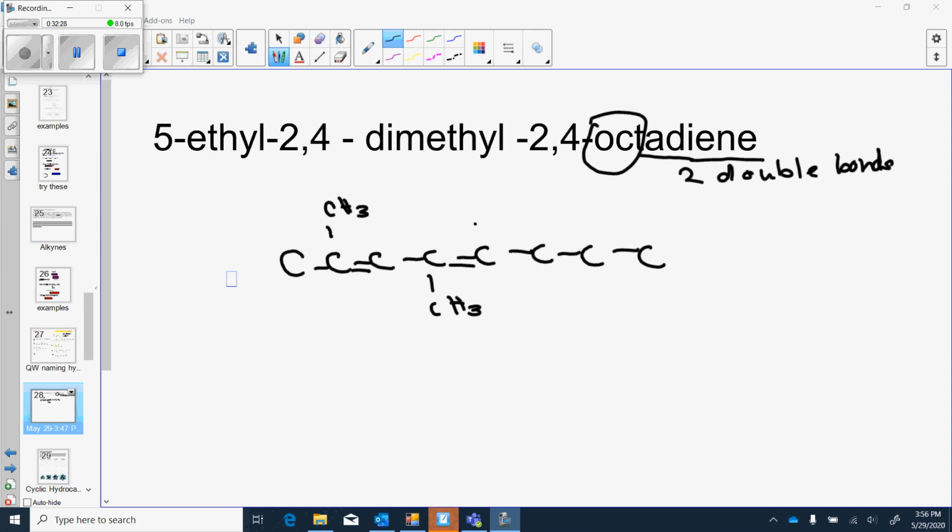So your ethyl branch. And ethyl, remember, is 2 carbons. So you can draw it like this, or you could say C2H5. That's another way that people draw it, right? C2H5. That could be an ethyl branch. And you would put in your hydrogens.